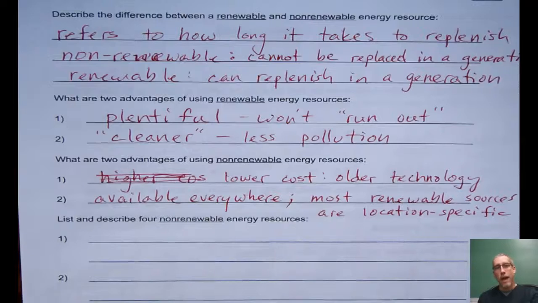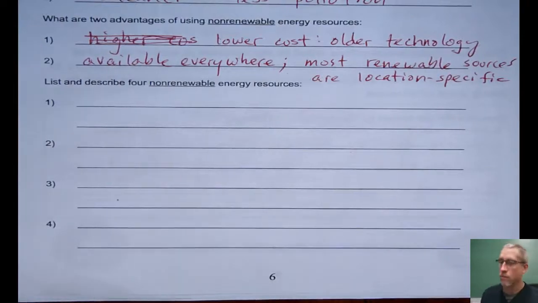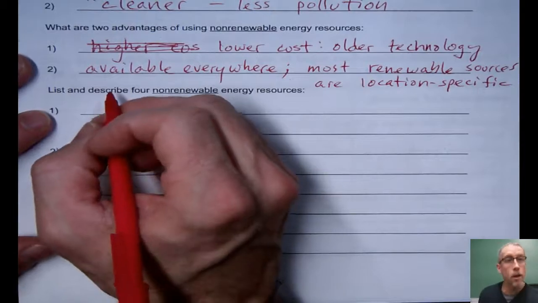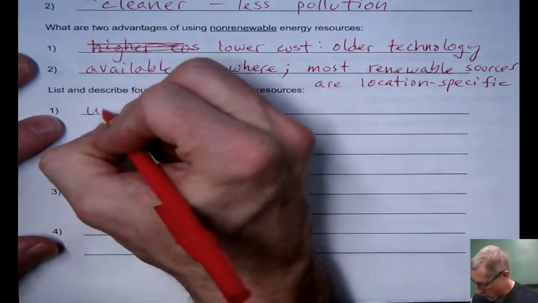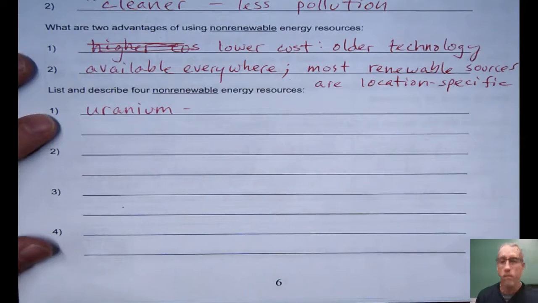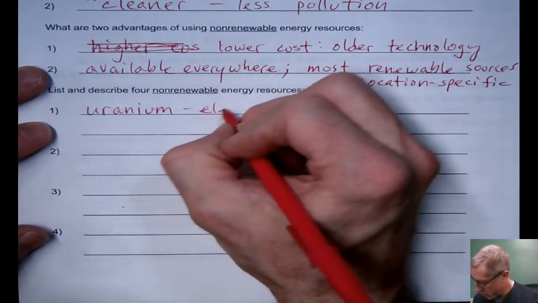So now we're going to look at specifically a few of these non-renewable versus renewable energy sources. All right, so a lot of these have a lot in common. Three of the four have something in common. So let's start with kind of the one outlier. And it's uranium.